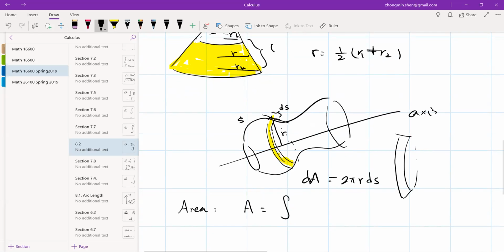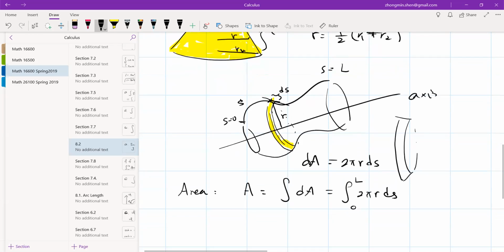is going to be the integral of, okay, add all those tiny bits of area together. Right? But this integral is just the integral of 2 pi r ds. Okay? And then it depends. If the length is from s equals 0 to s equals L, then it's from 0 to L, okay? Now here, there's r there. r depends on s.